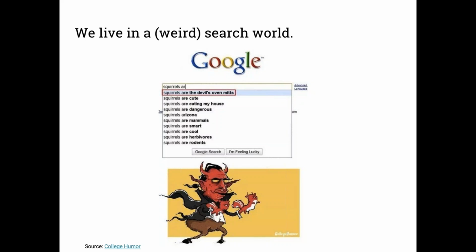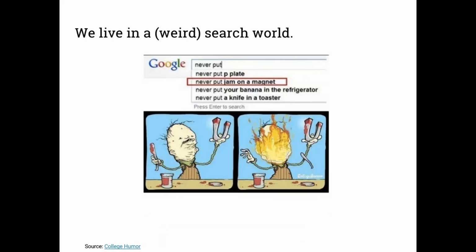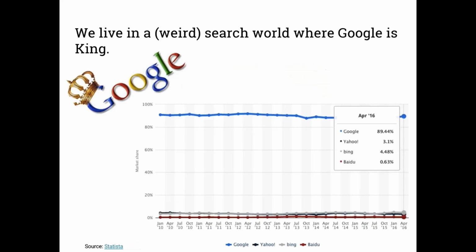It's also a weird search world, so this cartoonist put together a few weird searches, and I wanted to share them with you because they're funny. Squirrels are the devil's oven mitts. I'm not sure why someone's searching that. Tomorrow I will scald myself with tea. My favorite part about this one is that it's tomorrow. It's not today, but they're pre-planning to scald themselves with tea, which makes no sense to me. And then I think this is my favorite: never put jam on a magnet. Everybody knows that. I don't know why you need to search that. The point here is we live in a weird search world, and we use search for everything.